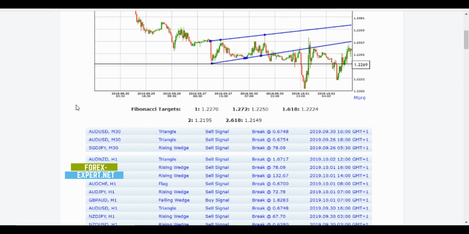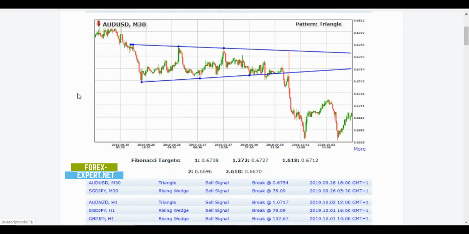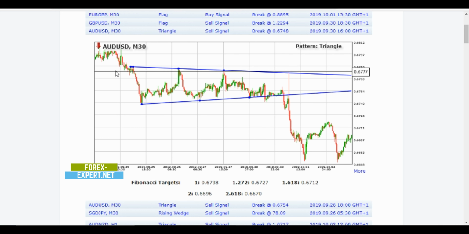Let's jump to another pair. The Australian dollar and the USD. Pattern is a triangle. Break at 0.6748 going down to 0.6673, so easily reaching the 1.618 and going even farther. Okay. So another very good profitable trade.